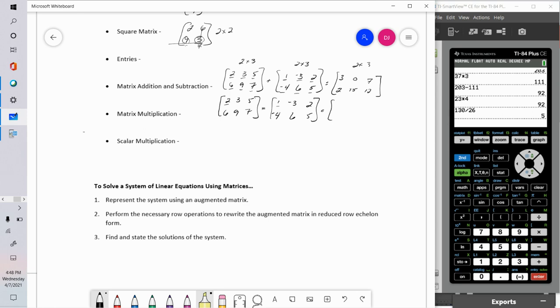2 minus 1 is 1. 3 minus negative 3 is 6. 5 minus 2 is 3. 6 minus negative 4 is 10. 9 minus 6 is 3. And then 7 minus 5 is 2. And the matrices are subtracted.